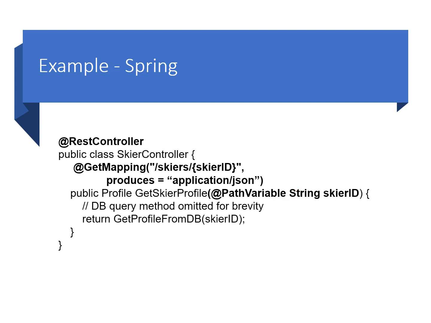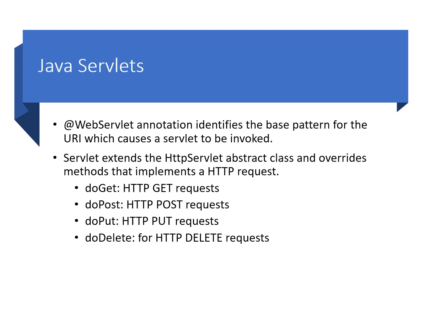Another Java technology, the Java Enterprise Edition Servlets, also provides annotations, but these are simplistic compared to Spring and other higher-level frameworks. The @WebServlet annotation simply identifies the base pattern for the URI, which should cause a particular servlet to be invoked when a request arrives. The class that implements the API method must extend the HttpServlet abstract class and override at least one method that implements a HTTP request handler. The four core HTTP verbs map to servlet methods as shown here on the slide.